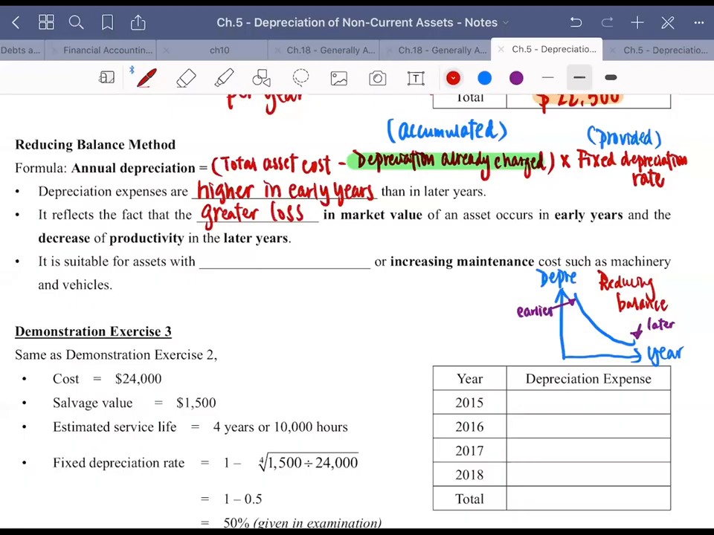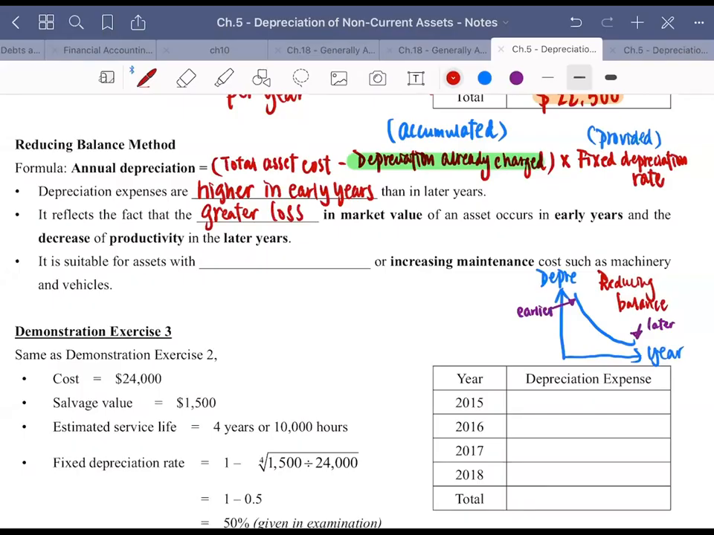Therefore, this is reflecting the fact that some of our machines or equipment would decrease their productivity after a few years. So that's why we are going to use the reducing balance method to reflect the realistic facts.